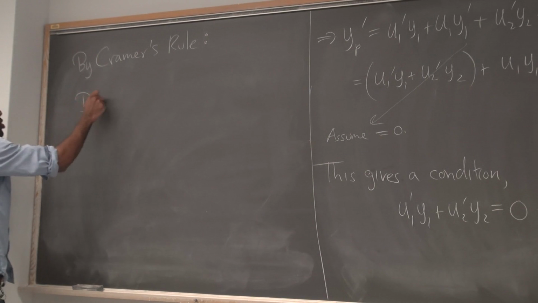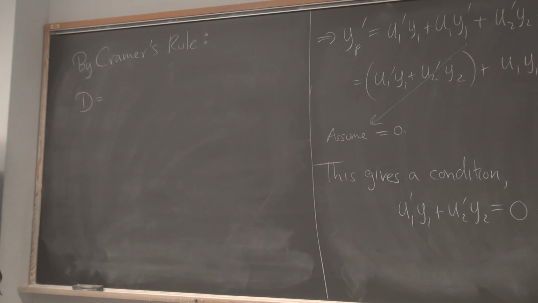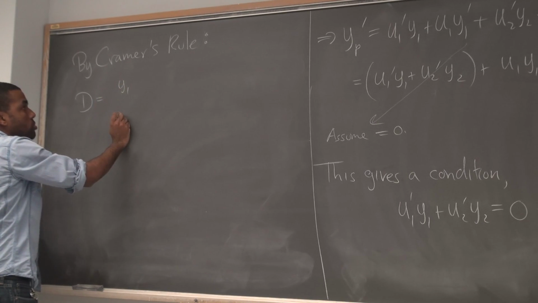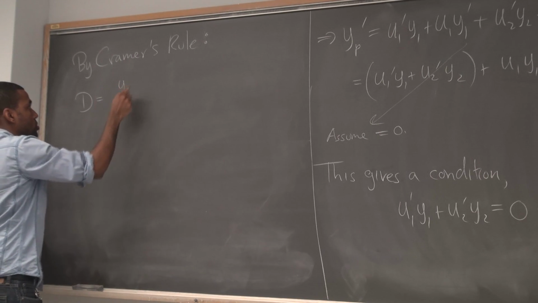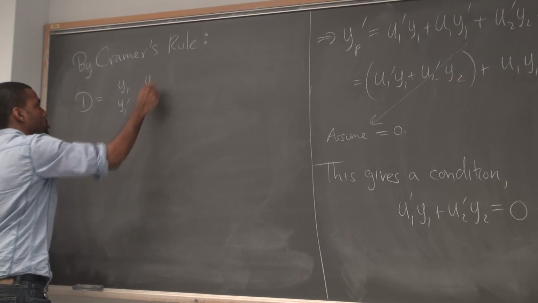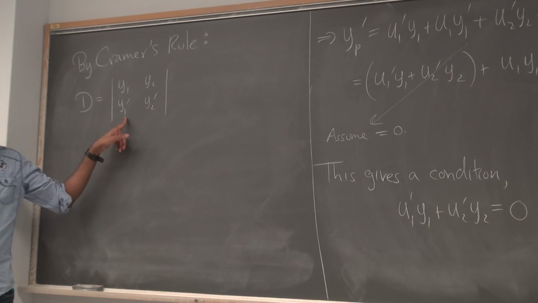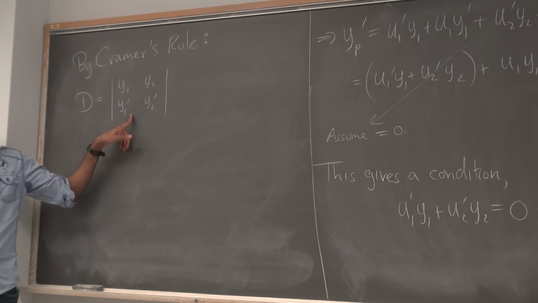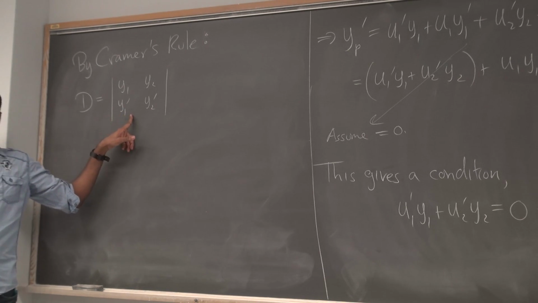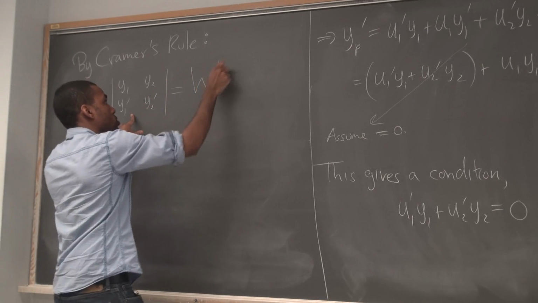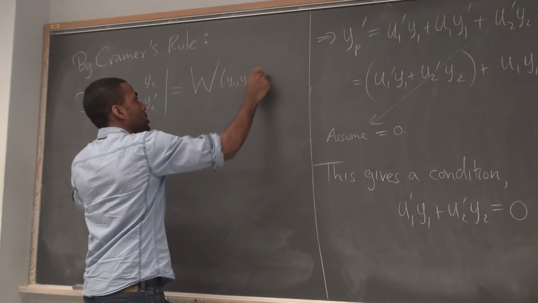So the d in Cramer's rule would actually be what? y1, y1 prime, y2, and y2 prime. The determinant of that. But what's that determinant? y1 y2 prime minus y1 prime y2. You should be familiar. It's the Wronskian. This is the Wronskian of y1 and y2. Let's call that w.